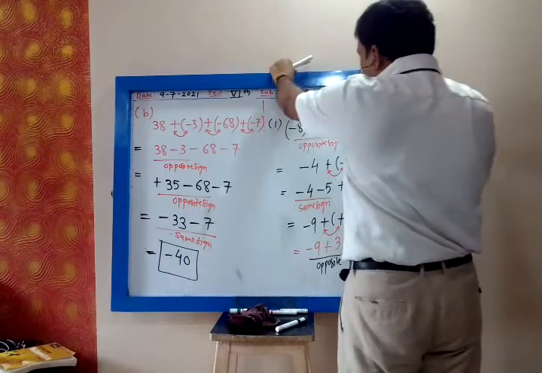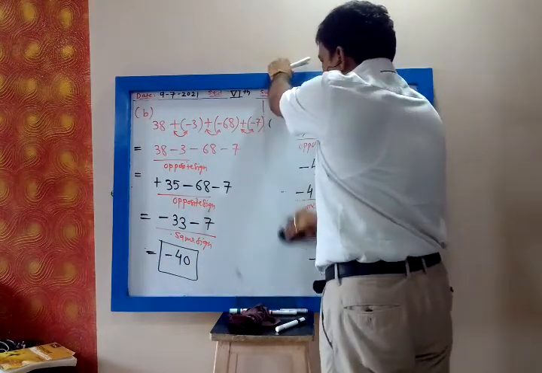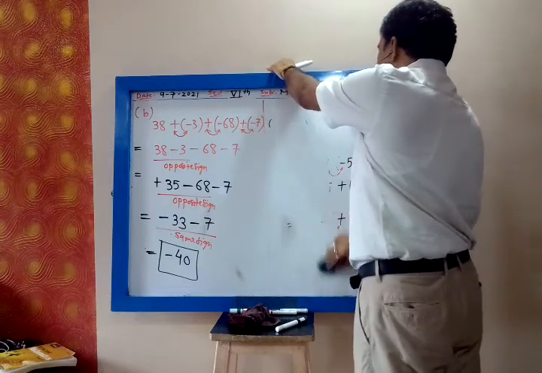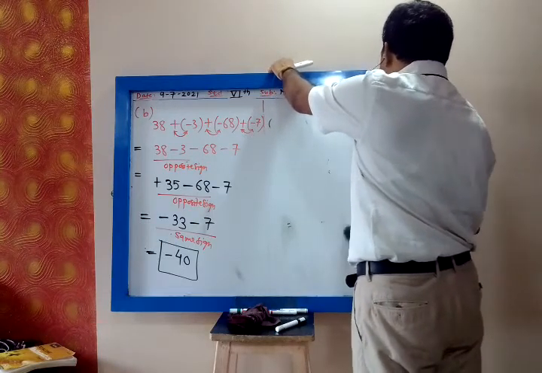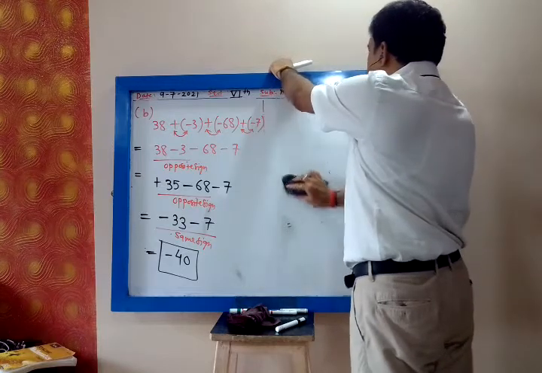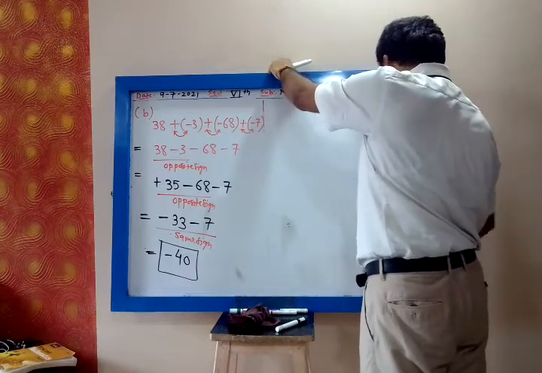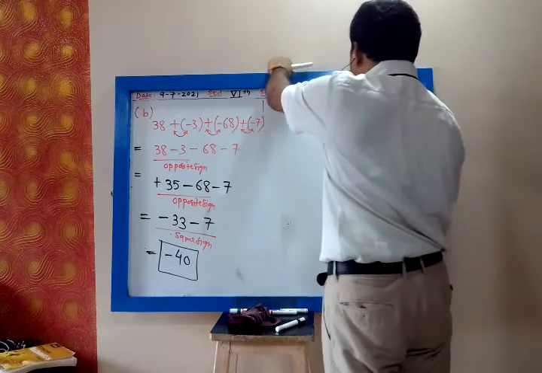So my dear, in mathematics, sign matters. If you write plus 40, your answer will be wrong. So minus, minus, same sign, add the numbers, take the common sign minus. Plus, plus, same sign, add the numbers, take the common sign plus. Yes.